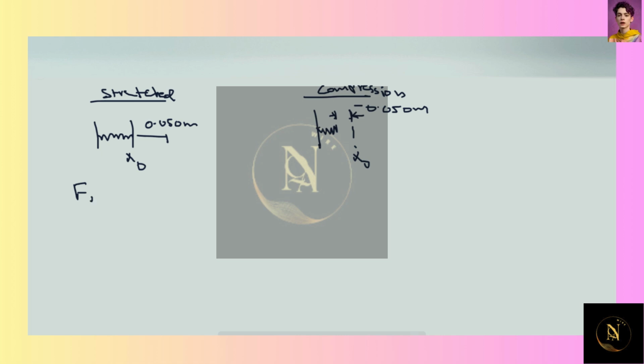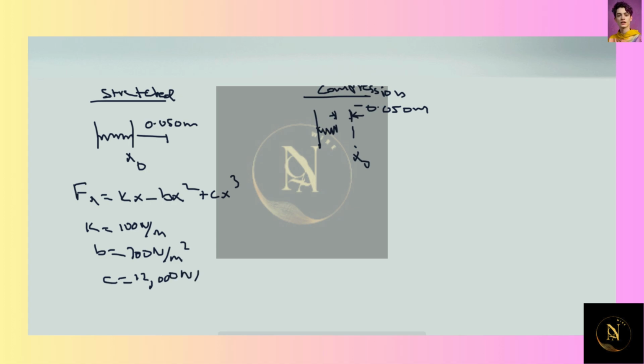The force involved in the compression and stretching happens to be kx minus bx squared plus cx cubed. It's a variable force. The constants that are given: k is given as 100 Newtons per meter, b is given as 700 Newtons per meter squared, and c is given as 12,000 Newtons per meter cubed.